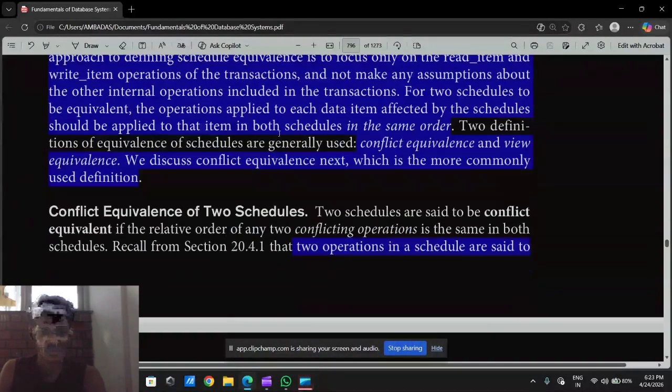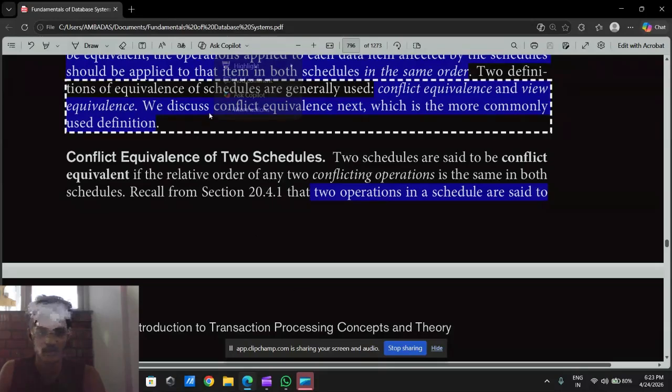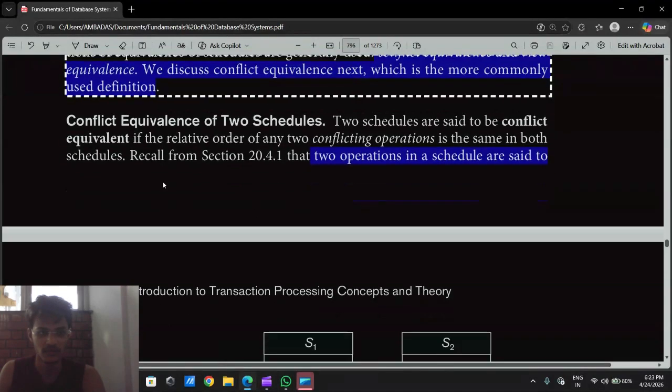Welcome back, guys. Today we are going to continue with database management systems. We're going to read the Fundamentals of Database Systems book. So we'll begin with conflict equivalence of two schedules.